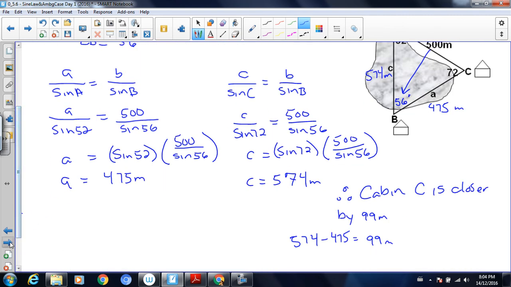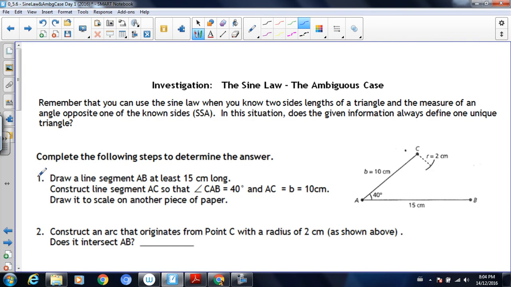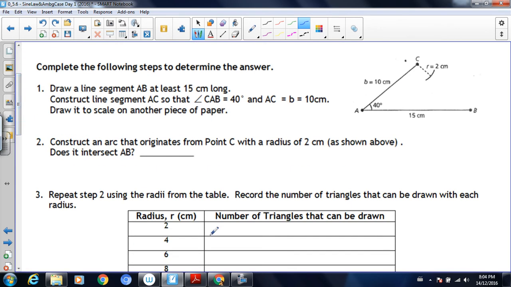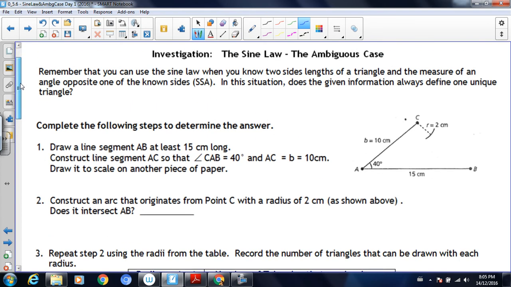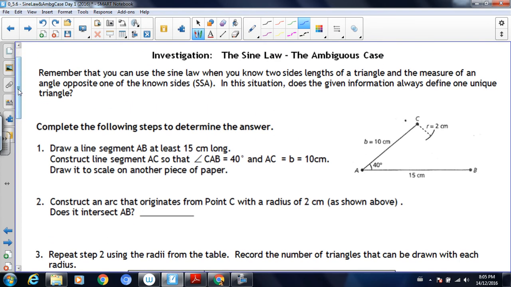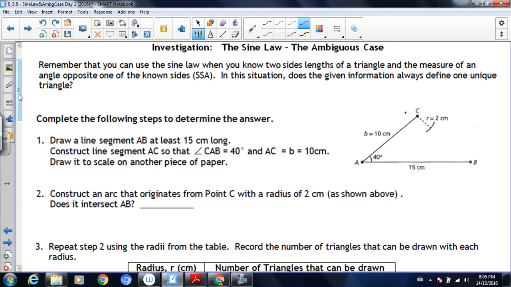Now, this is your sine law review. Now we're going to move on to the new stuff. So, we're going to do an investigation. For this investigation, it asks you to draw these triangles on a separate sheet of paper. Don't worry about that. From here, I just want you to follow along, but I do want you to fill this information in as we fill it in. But for all the triangles that I'm going to draw, just follow along to understand.